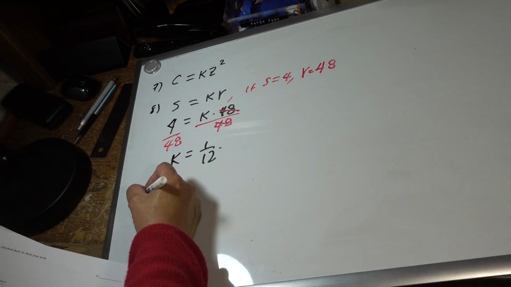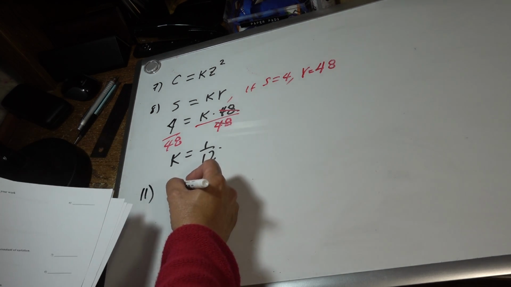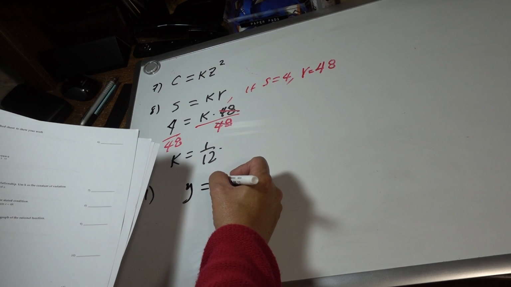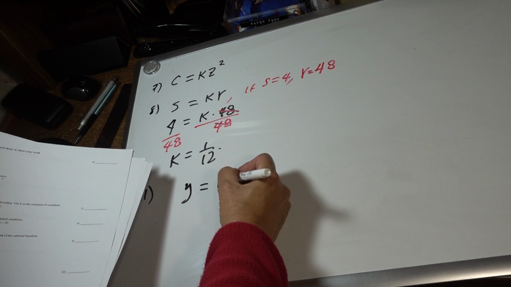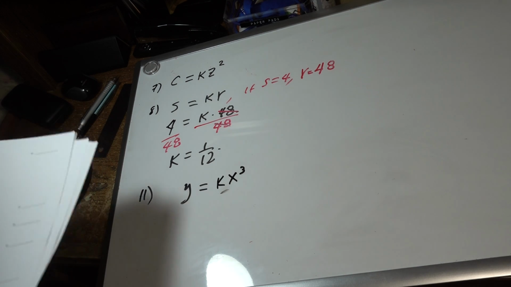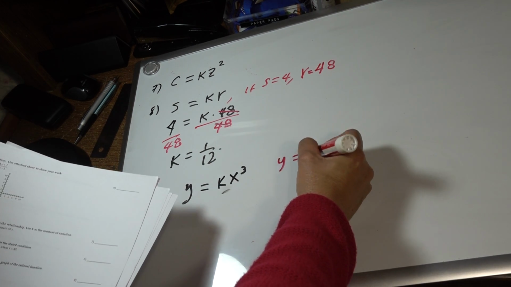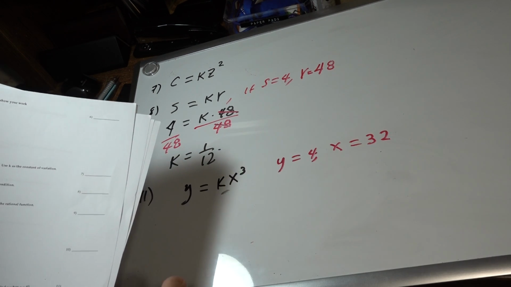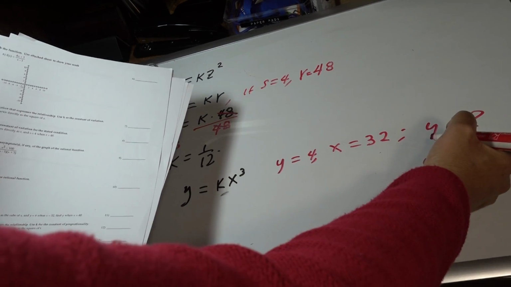Number 11, this is if y varies directly as the cube of x, directly, so we have a K here, as the cube of x, and y is 4 when x is 32, y is 4 when x is 32, find y, how much is y when x is 40.